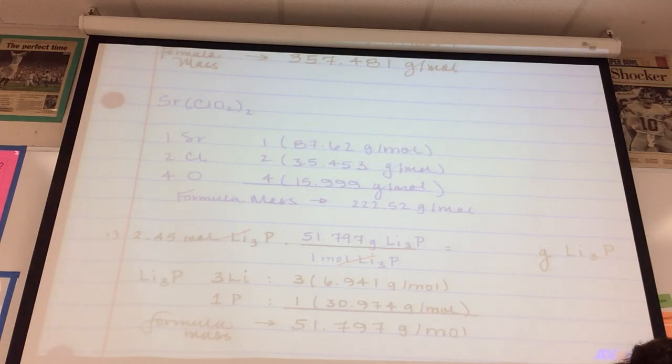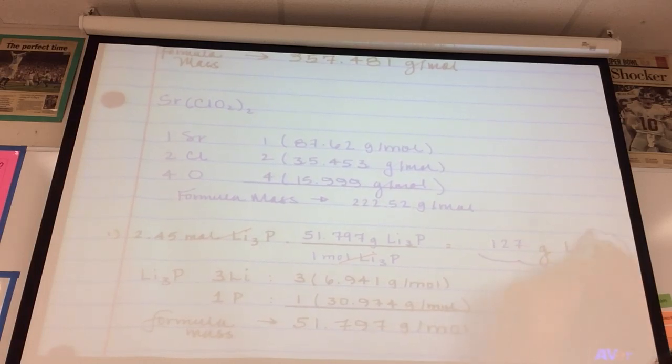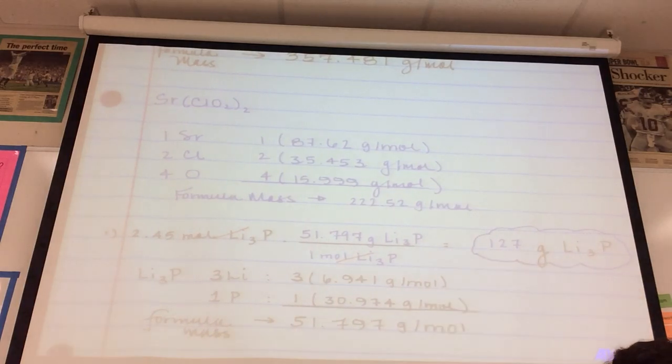And we have 2.45 times 51.797 in 3 sig figs. That's 127 grams. And again, the only new piece is the formula mass piece. The setup is like we did yesterday. It's just a little more challenging to find that equivalency.